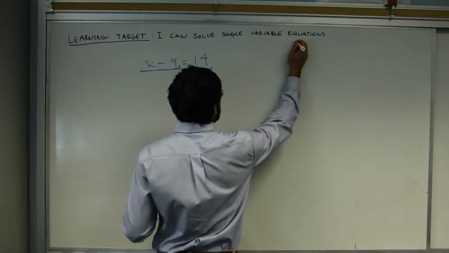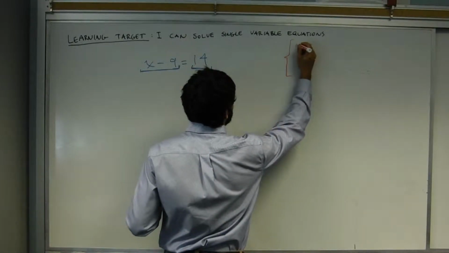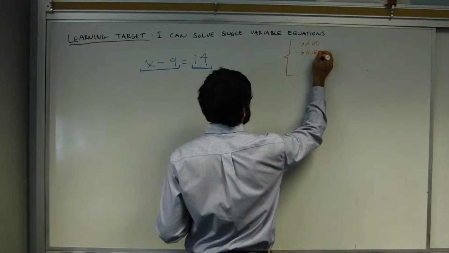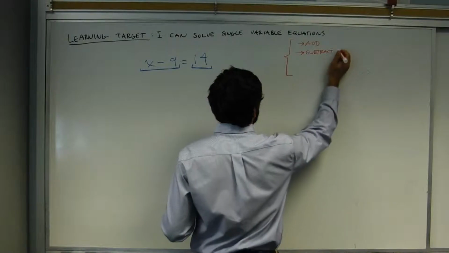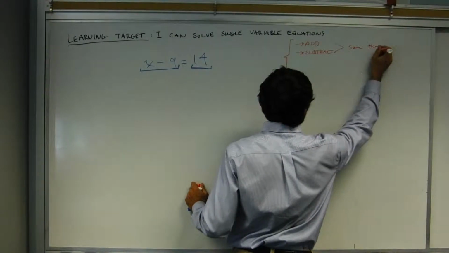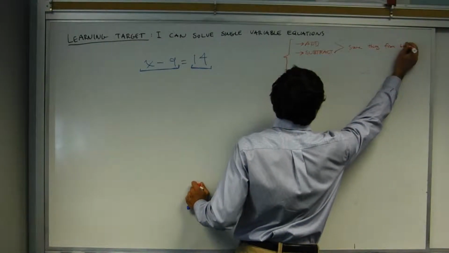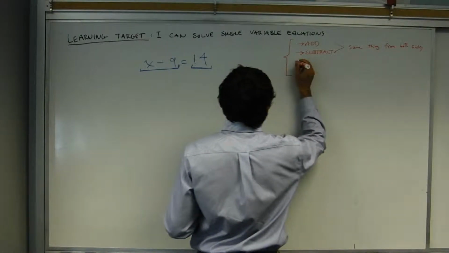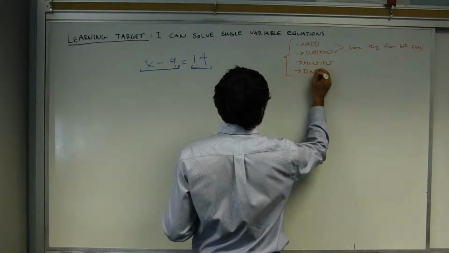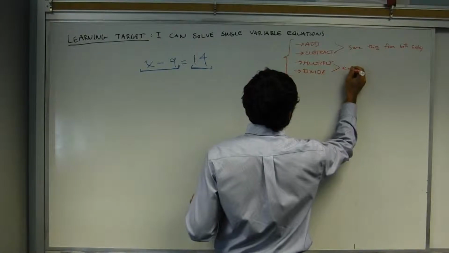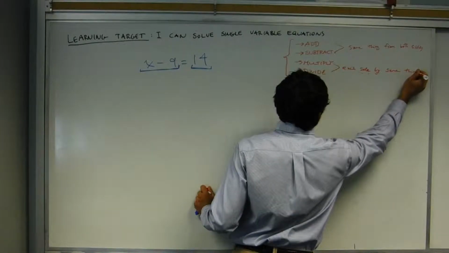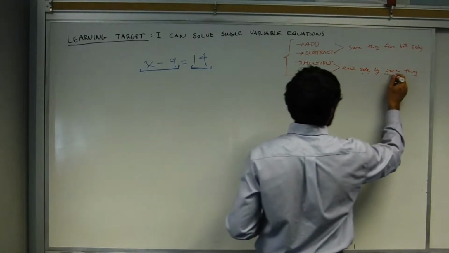So if we look at the tools that are at our disposal, we can either add the same thing to both sides of an equation. We can subtract the same thing from both sides. Or we can multiply or divide each side by the same thing. So the key point here is the same thing.